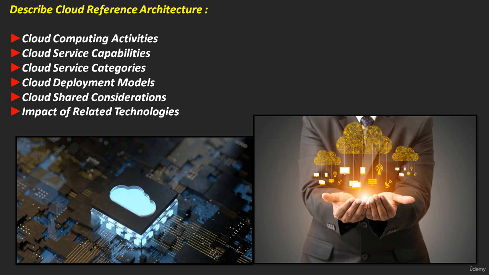According to the cloud service capabilities, cloud services can be categorized into application capability types, platform capability types, and infrastructure capability types. Recognizing these capabilities is very essential for designing cloud solutions that meet specific business requirements. According to the cloud service categories, cloud services come in various forms, including software as a service, infrastructure as a service, and platform as a service. As I said, the choice of service category can significantly impact the architecture and design of a cloud solution.